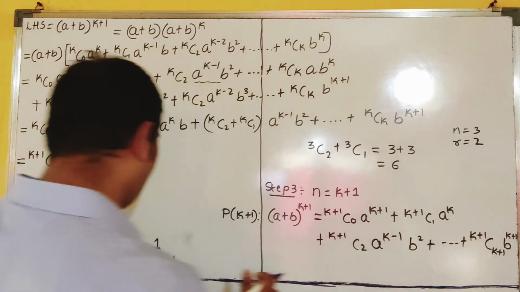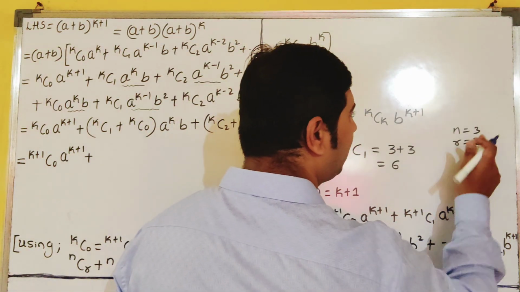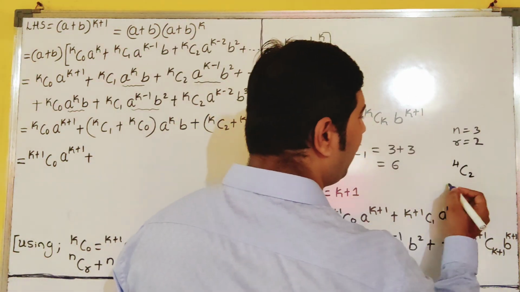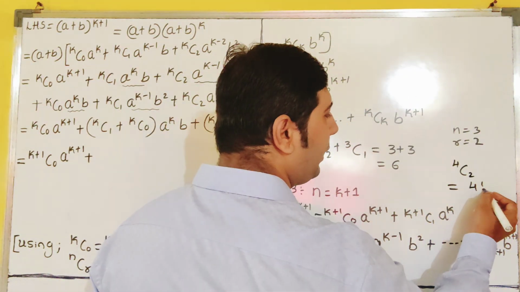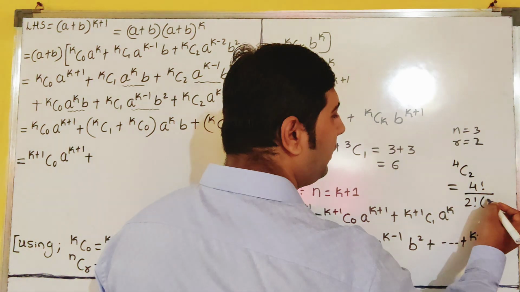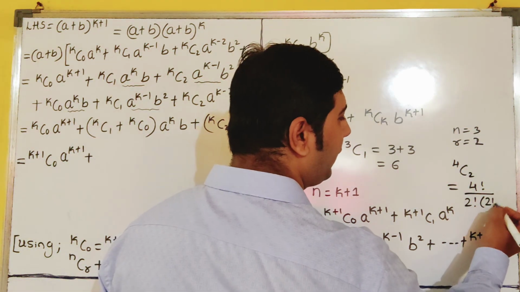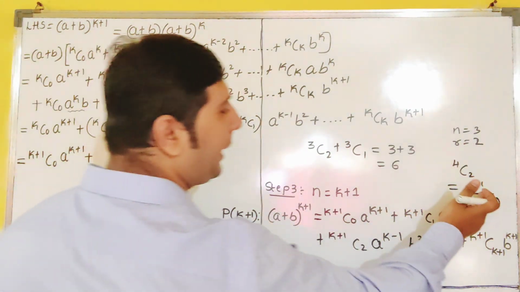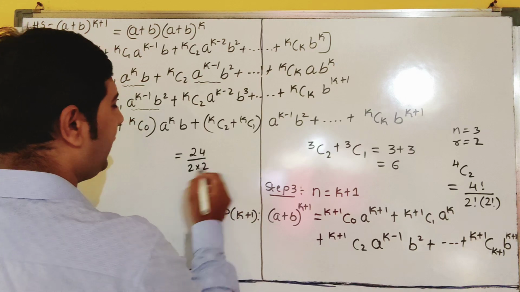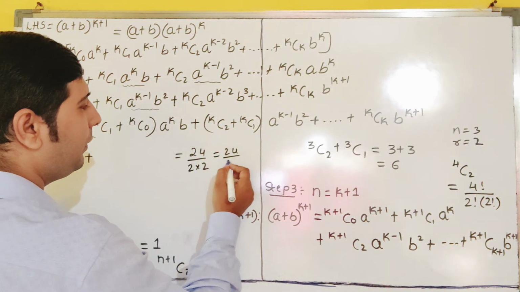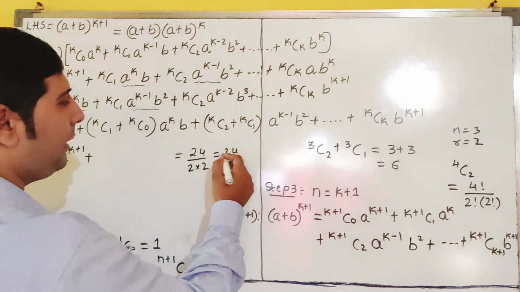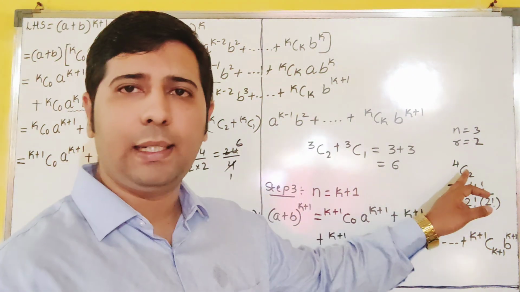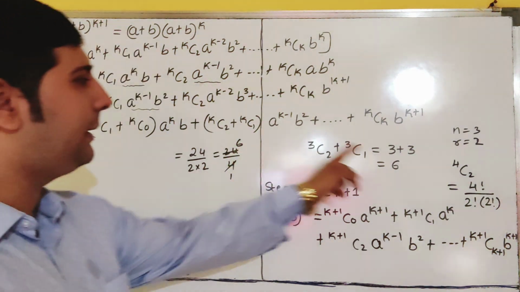So now see, next is (n plus 1)Cr. 3 plus 1 is 4, and r is 2. I will show you using the nCr formula: 4 factorial over 2 factorial times (4 minus 2) factorial, which is 2 factorial. 4 factorial is 24, and 2 factorial is 2, 2 factorial is 2. So 24 divided by 4 gives 6. Same answer you are getting or not? Both are giving the same answer: 6 is equal to 6.